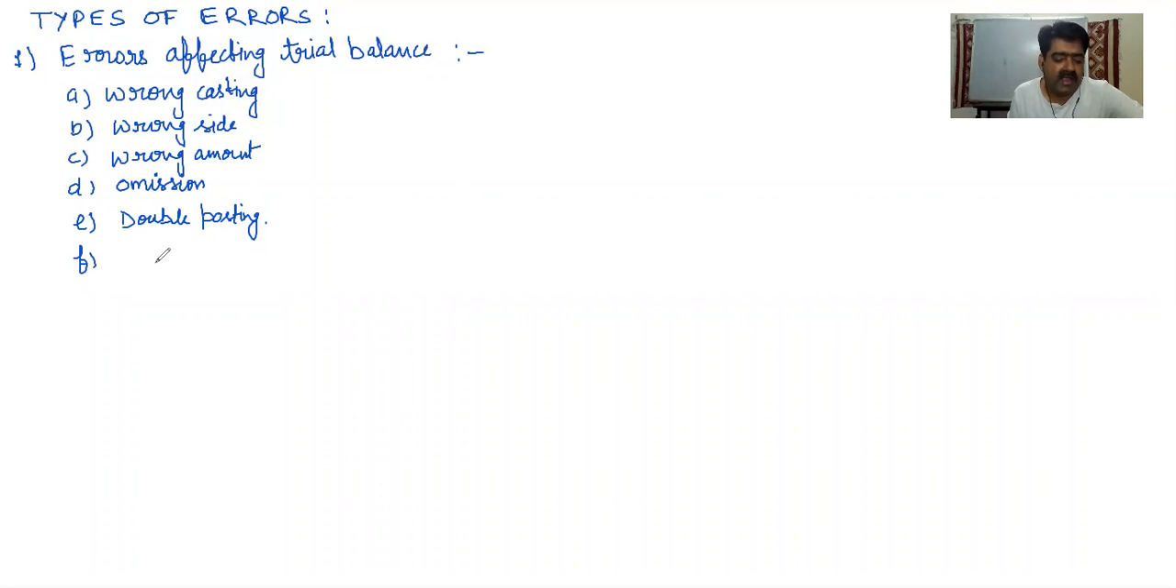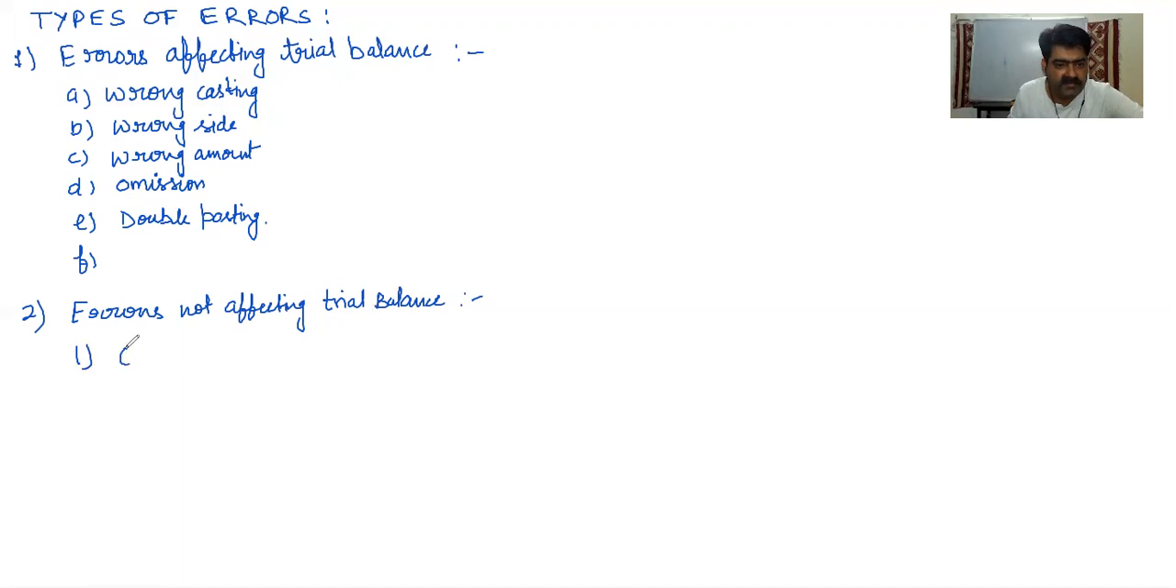So these were a few errors which will affect trial balance, and there are a few more errors which will not affect trial balance, meaning the total of trial balance will tally, but still there will be a few errors. So the second type of errors is errors not affecting trial balance. And these errors are errors of omission, complete omission of any entry.